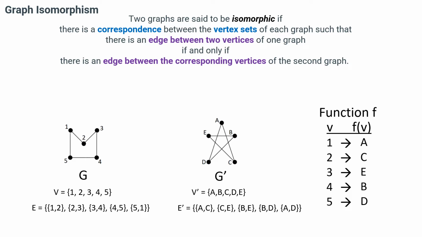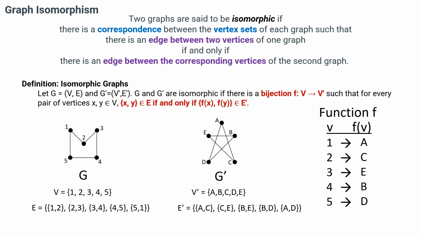So between 2 and 3, there is an edge. 2 and 3 will go over to the function and we see that's C and E. Is there an edge between C and E? Yes, there is. We would do that for all of those and find that yes, for every set of vertices in G that have an edge, those corresponding vertices in G prime also have an edge. So because we found this correspondence, we would say that these two graphs are isomorphic.